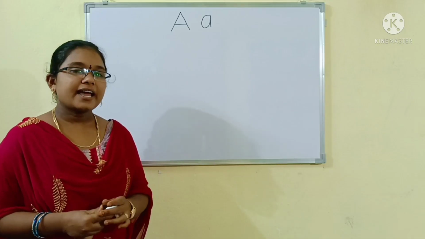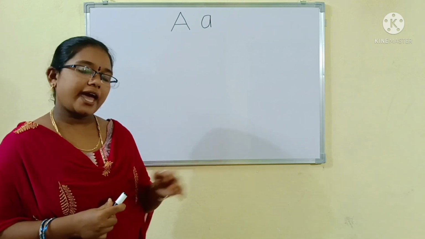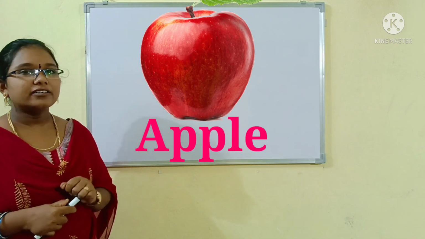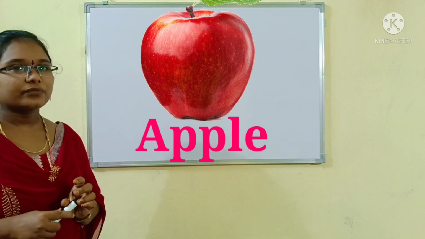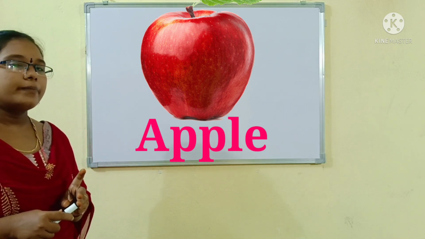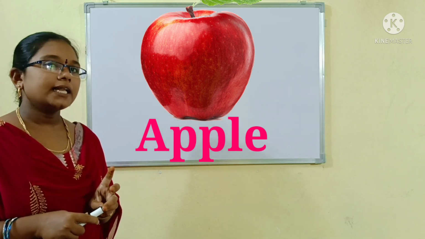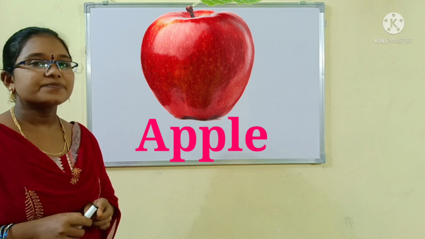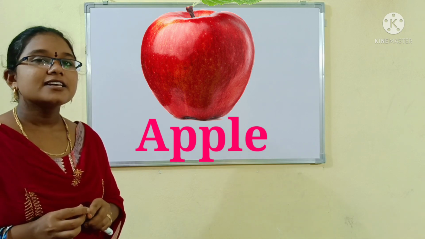Now, let's learn some words related to A and the sound of A. Okay, we will have some pictures here. What do we have here? Look. Apple. A, P, P, L, E. Apple. What's the color of this apple? Red. Yes, the color of this apple is red.